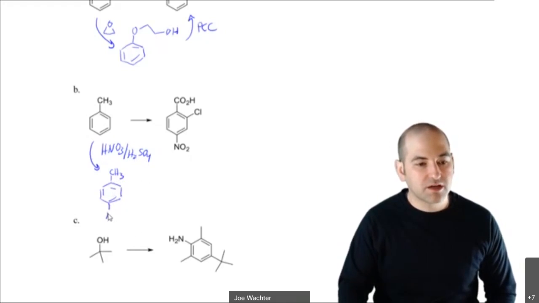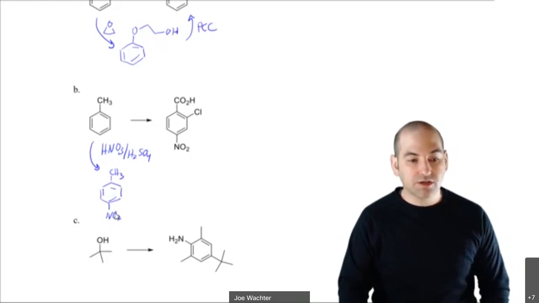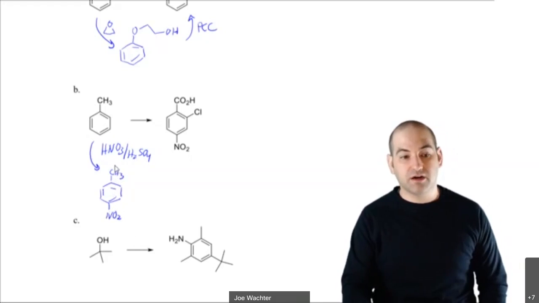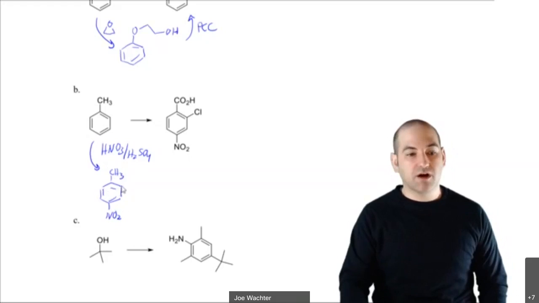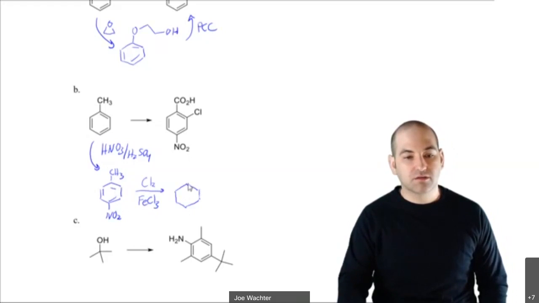Which gets the nitro group in that para position, and also now recognize that nitro is a meta director. So methyl is ortho-para, nitro is meta, which means both substituents now are directing to the ortho positions, exactly where we want them for the chlorine. So if we add the chlorine now, both of those directing groups are going toward the ortho positions. Then for the final step, we can oxidize to make the carboxylic acid, to make the benzoic acid.